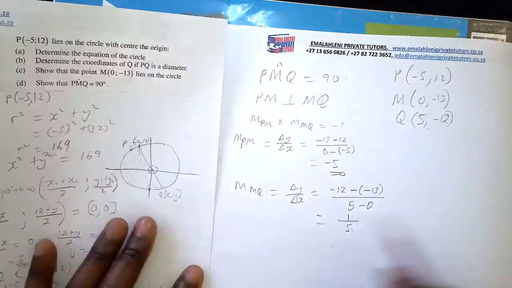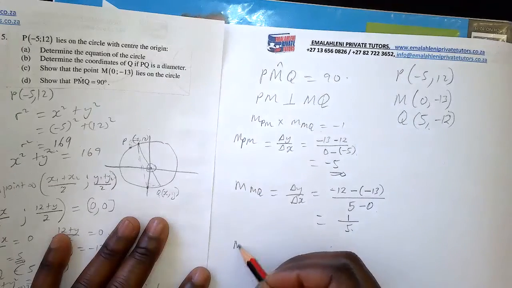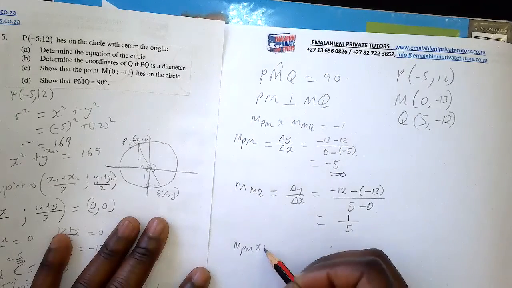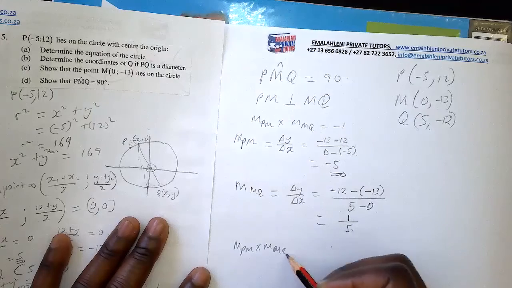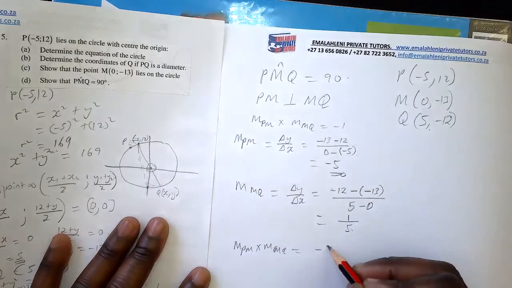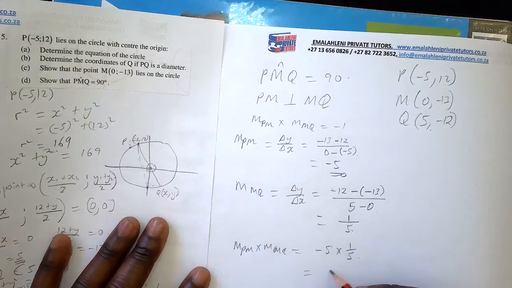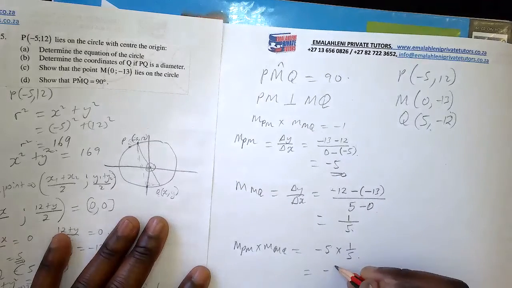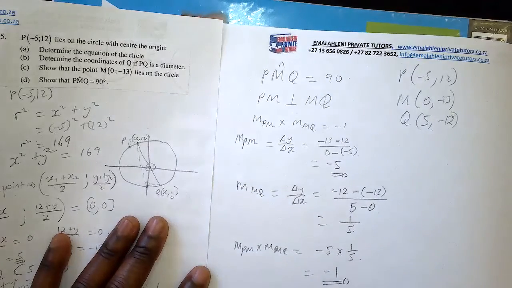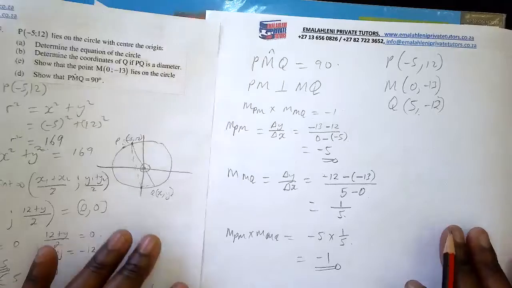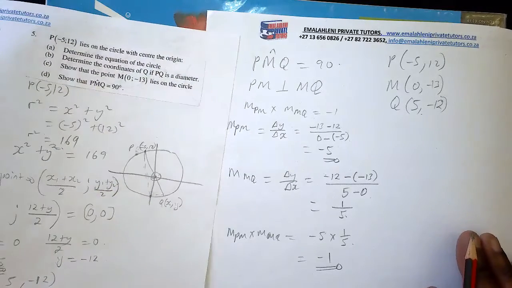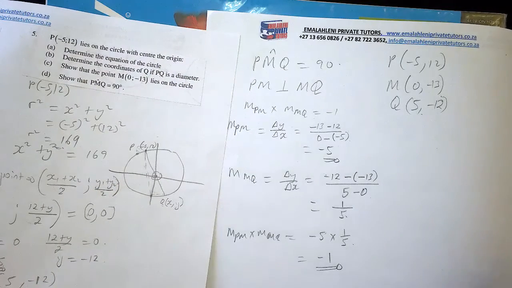So now what does it mean? It means that M_PM times M_MQ is going to be equal to -5 times 1 over 5. And when you multiply these two, they give you -1. So you have already proved that those two are perpendicular. They have an angle of 90. So that's how you prove, guys, that it is perpendicular, using the gradients. Okay. Thank you so much. That's the first part of the circles.